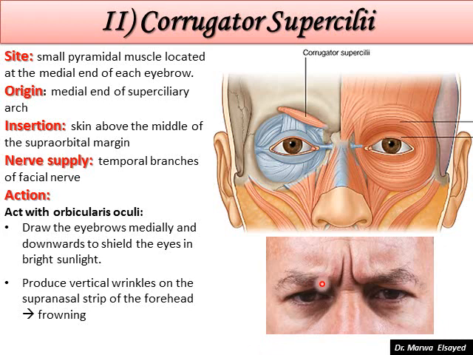The corrugator supercilii muscles of both sides draw the eyebrows downward and medially like this to produce a shield for the eye, to protect the eyes from excessive light or excessive exposure to sunlight. Also, it produces vertical wrinkles of the skin. This is the act of frowning.